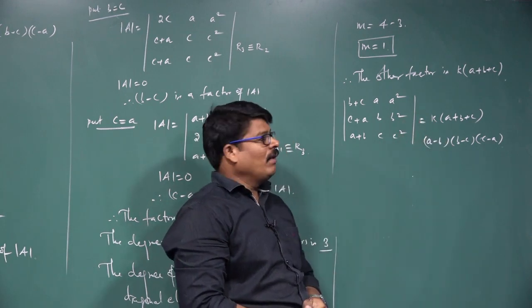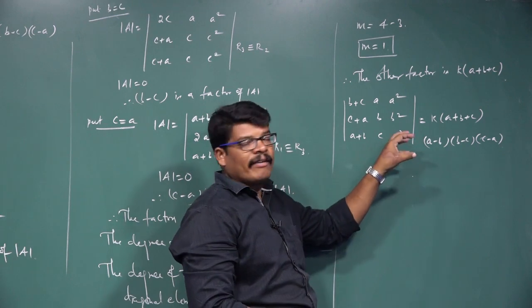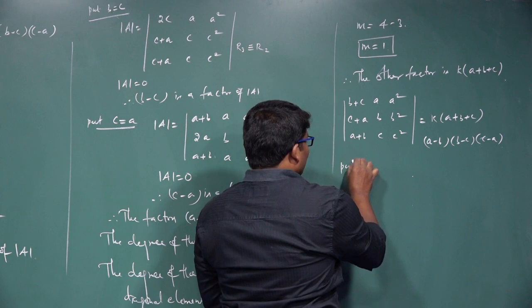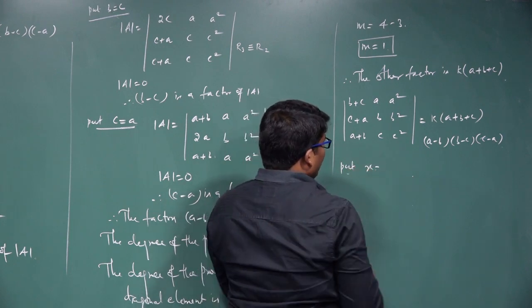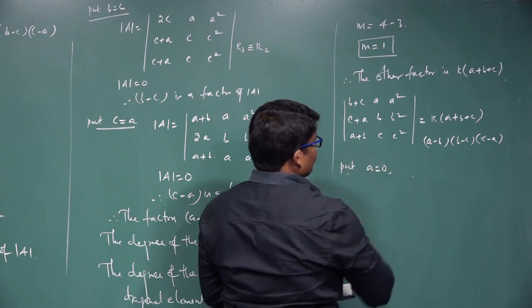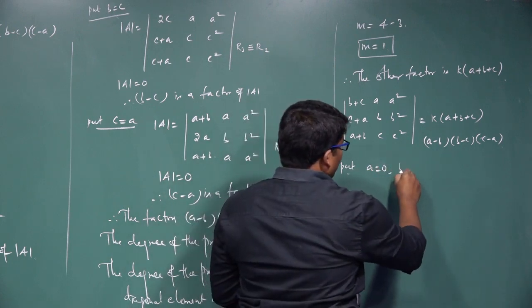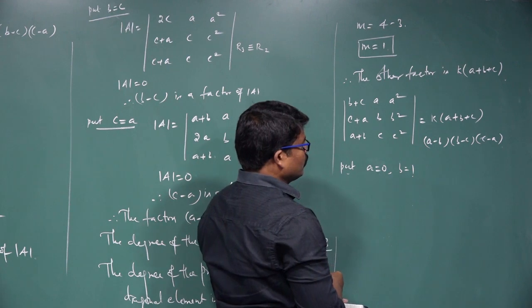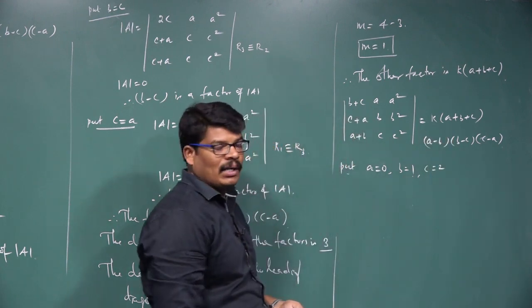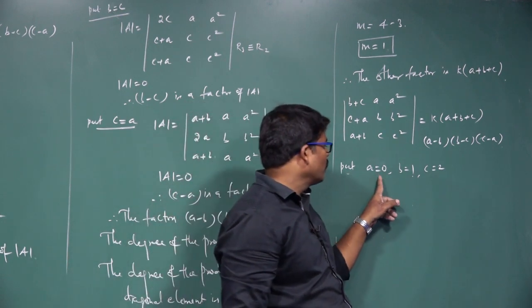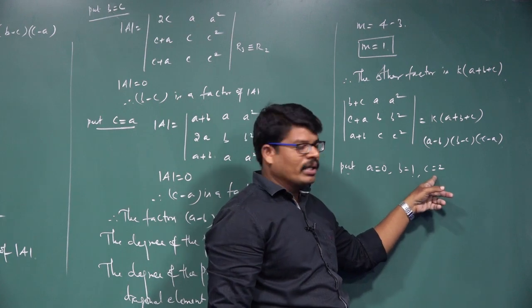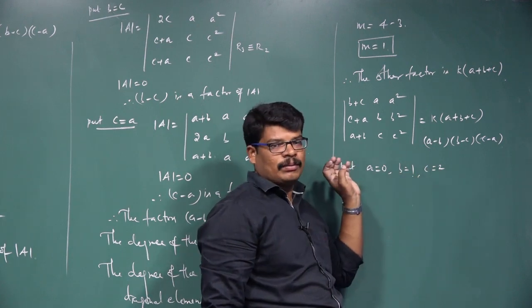Put the values of a, b, c. Substitute the values. So I am taking the values: a value is 0, b equal to 1, c equal to 2, or minus 1, any one. Taking any one of the values.